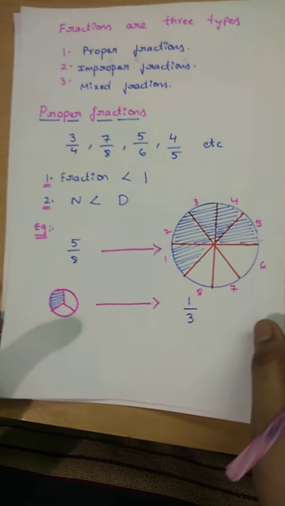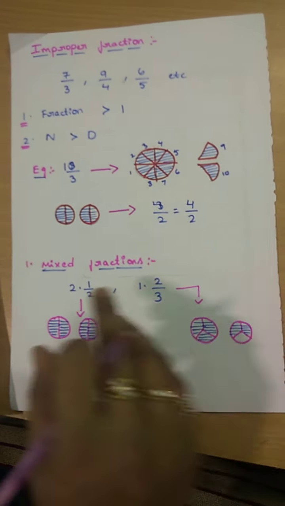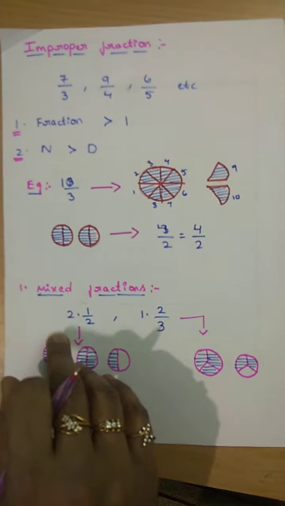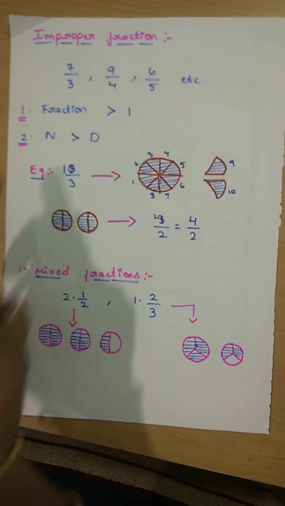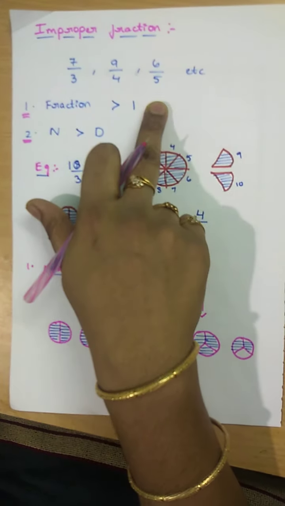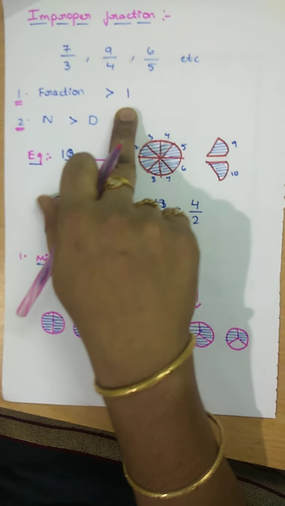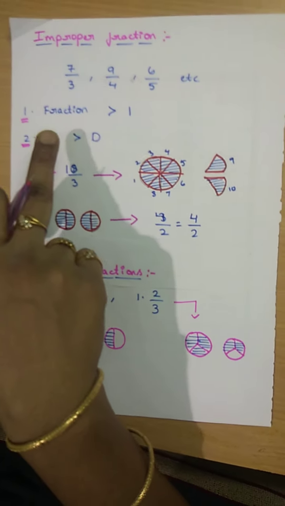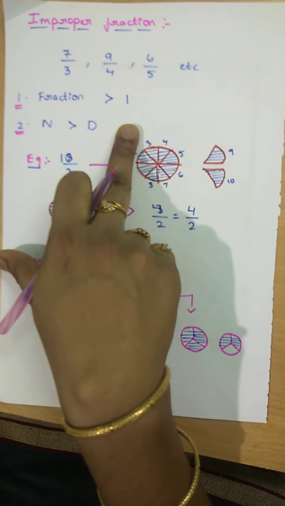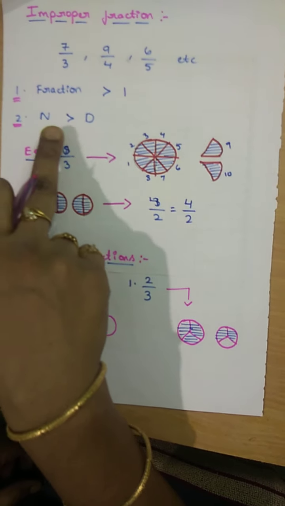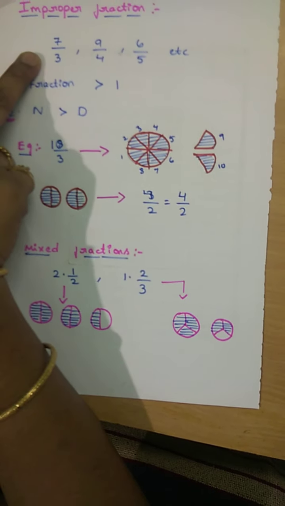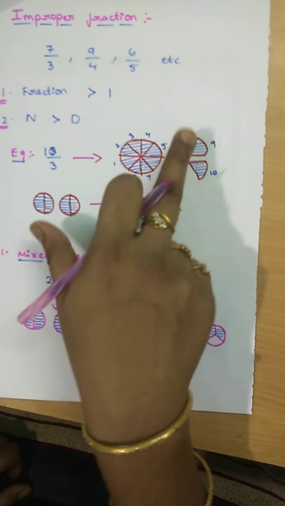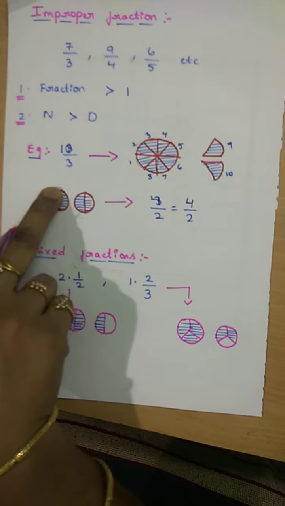Now coming to improper fractions. These are improper fractions: 7 by 3, 9 by 4, 6 by 5, etc. These are the two conditions for improper fractions. First, the fraction value should be greater than 1 and the numerator should be greater than the denominator. 7 by 3 is greater than 1, 9 by 4 is greater than 1, 6 by 5 is greater than 1, like that.